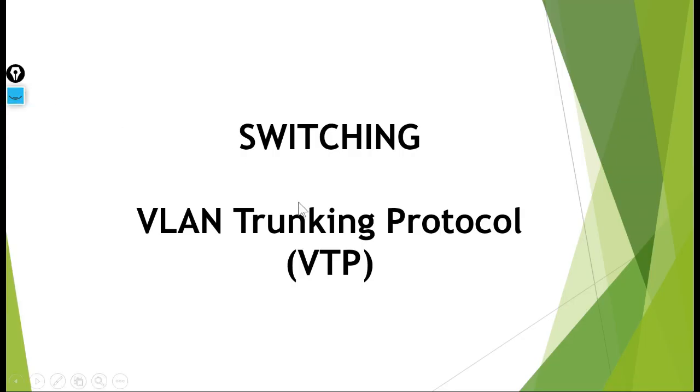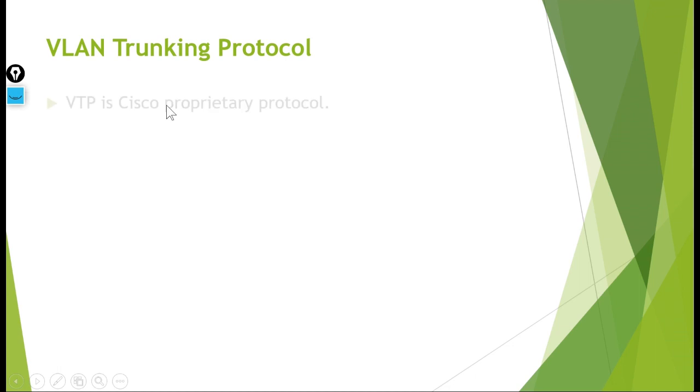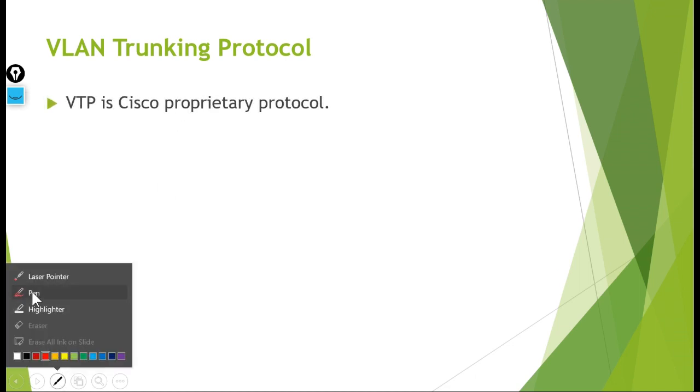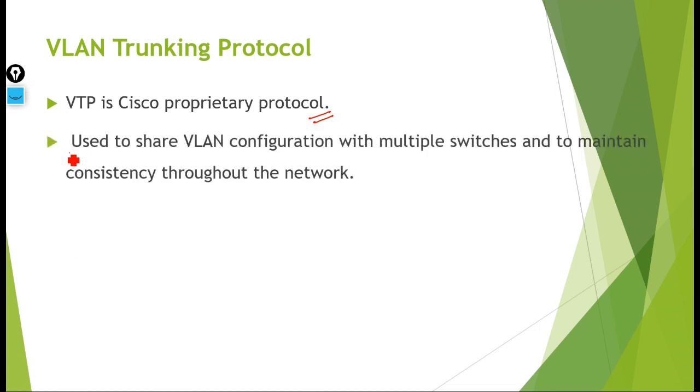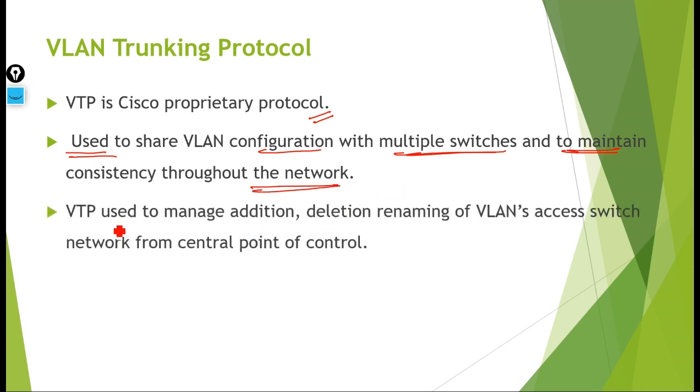When it comes to VTP, one of the major points is that VTP is a Cisco proprietary protocol, and it is used to share VLAN information or VLAN configuration with multiple switches to maintain consistency throughout the network. VTP is used to manage the addition, deletion or renaming of your VLANs across the different switches from a central point of control.